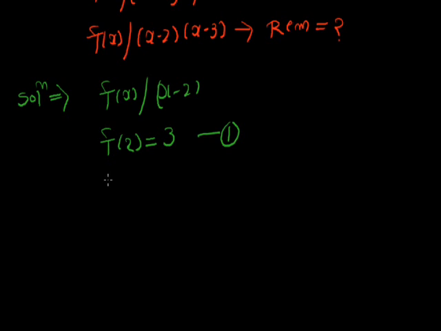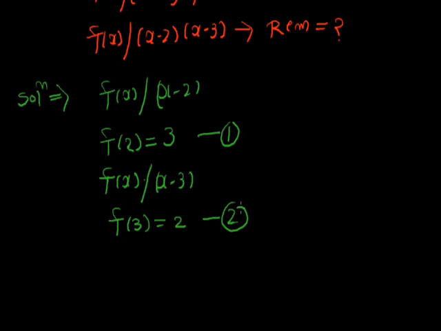If this same polynomial f of x is divided by x minus 3, our remainder is 2. We are dividing this polynomial f of x by x minus 3. So what is our remainder? f of 3 is equal to 2. This is our equation number 2.